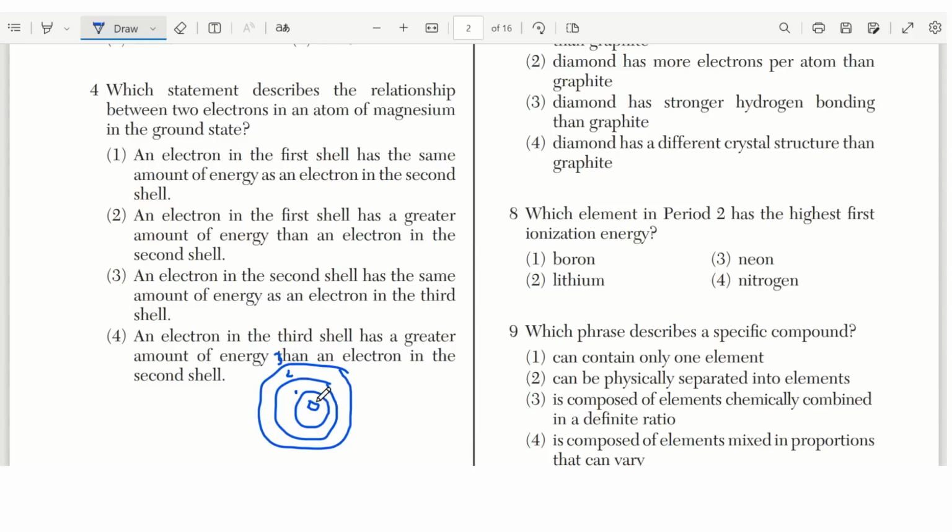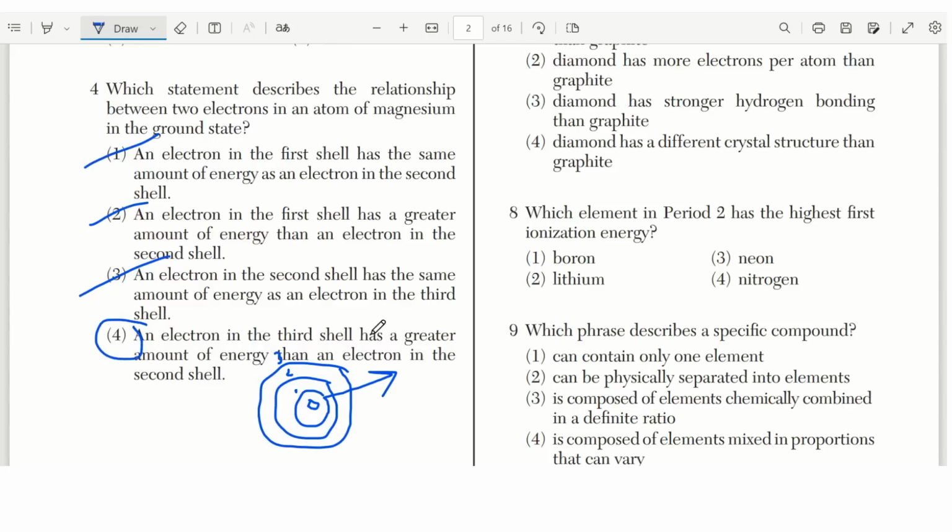When do I get more energy? The further away from the nucleus I go. So, does the electron in the first shell have the same energy as the second shell? No, because the second shell is further away. Does an electron in the first shell have a greater energy than the second shell? No, because it's the second shell that's further away. An electron in the second shell has the same energy as electron in the third shell? No, because the third shell is further away. Well, this one better be right. An electron in the third shell has a greater energy than the second shell. Yep, you bet, sure does.